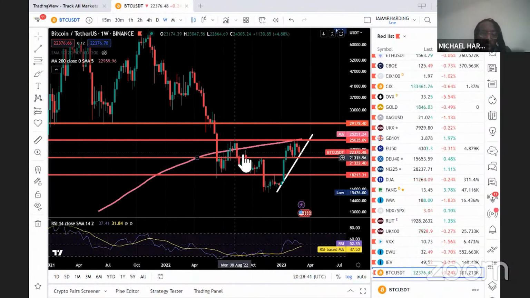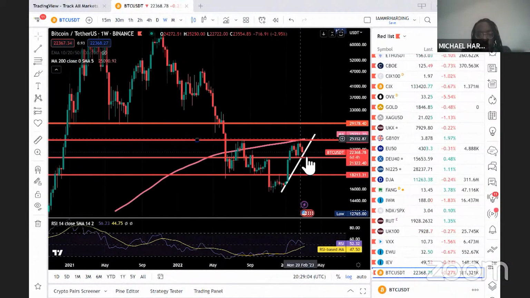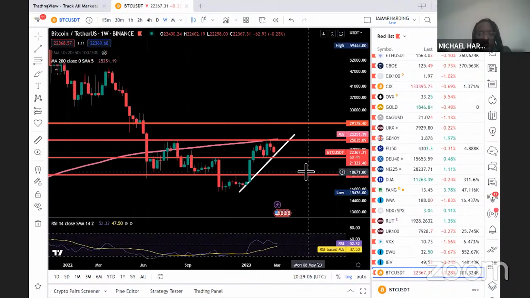So now when we look at it, we've got this resistance here where it's touched 1, 2, 3, 4 times, plus you've got the 200-week moving average acting as a cap on it. So that gives you double confirmation and increases the likelihood that the market, Bitcoin, probably wasn't going to break above 25K. Hence why we're going down now.